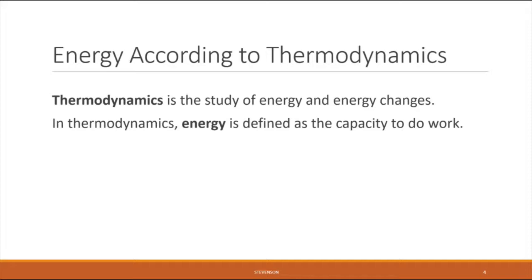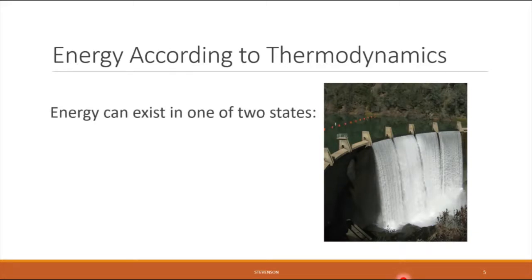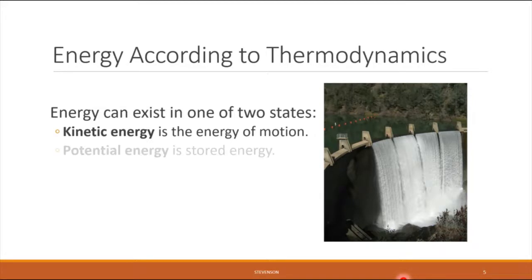Also, according to thermodynamics, energy, or the capacity to do work, can exist in one of two different states. Kinetic energy is the form of energy where that energy is actively being used in motion. Potential energy is the alternative form of energy, where that energy is being stored, but it is not actively being used in motion yet.